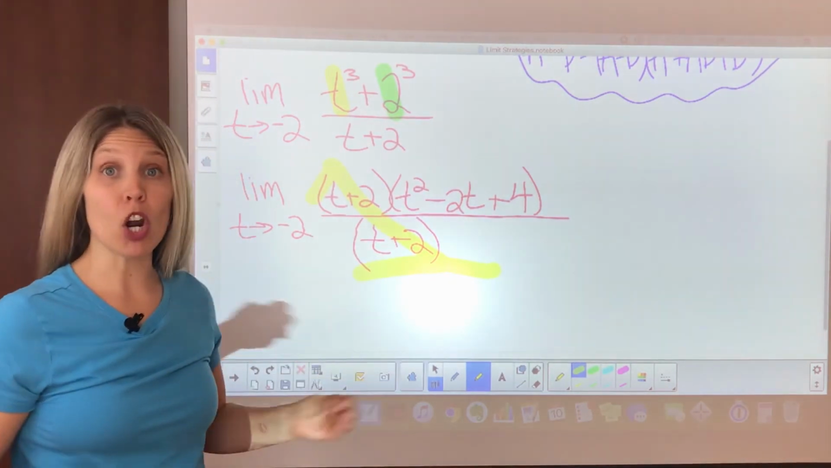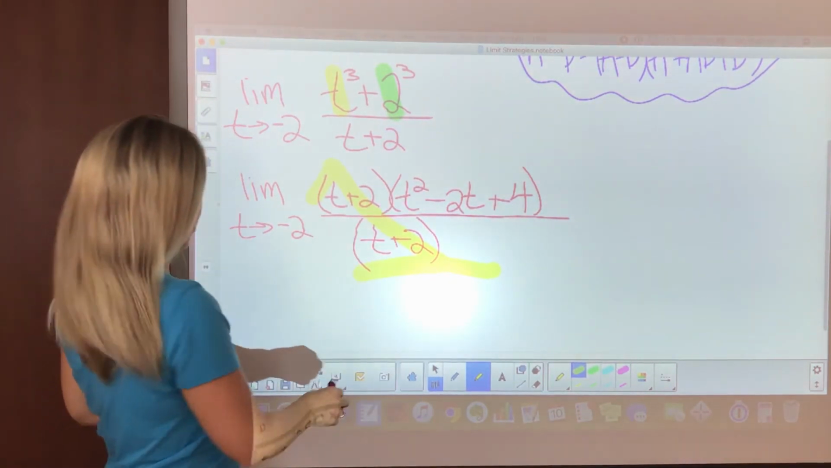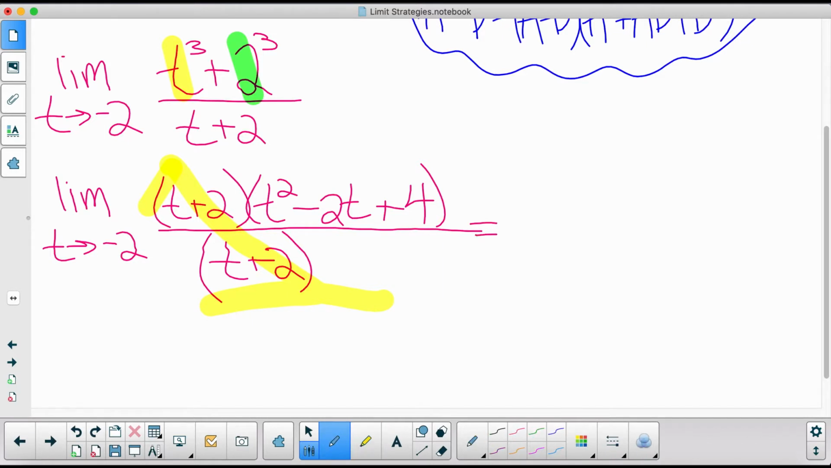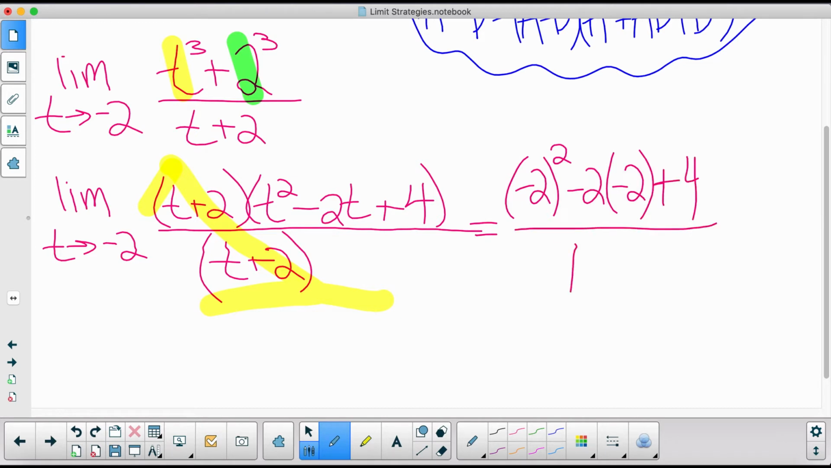And now from here, all we have to do is plug in our t value. So we have -2 squared minus 2 times -2, plus 4, again, all over 1. That's just going to go away. So what do we have here? This guy becomes 4 plus 4 plus 4, so we have 12.